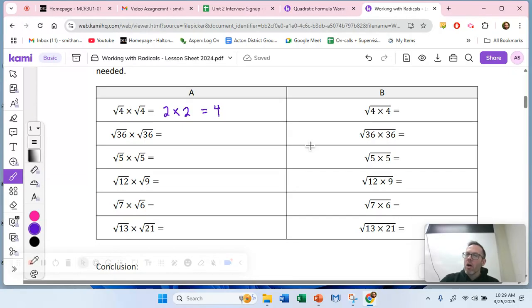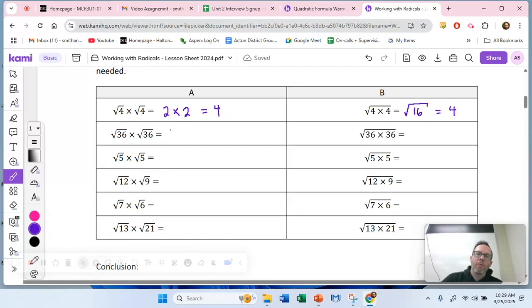But in column B, it's a bit different. What we're doing is we're multiplying the 4's first, and then we're square rooting. So this would be equal to the root of 16. Note the root of 16 is also 4. Coincidence? Who can say? Let's look at a few more of these similar operations.